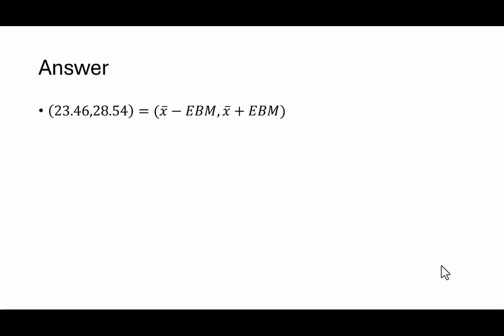This confidence interval represents a lower bound of the mean minus the error bound of the mean, and an upper bound of the mean plus the error bound of the mean. Notice we don't have the error bound of the mean yet, but we can get it pretty quickly.